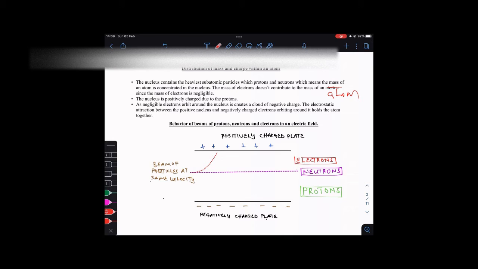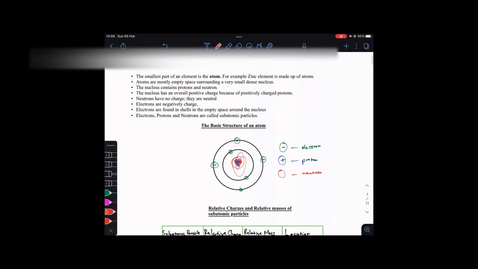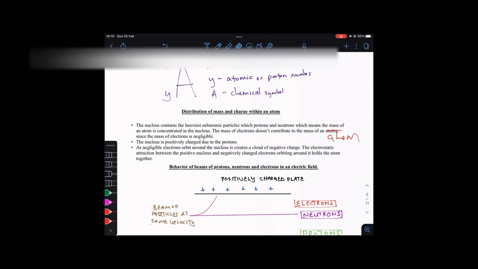It creates a cloud of negative charge, right? So when we go back to our structure, this is our nucleus, and these are electrons orbiting around the nucleus. As they orbit around the nucleus, a cloud of negative charge is created. So the electrostatic attraction between the positive nucleus and the negatively charged electrons orbiting it holds the atom together. For the atom to be together, it is the two forces, the positive and the negative charges attracting each other, that hold the atom together.